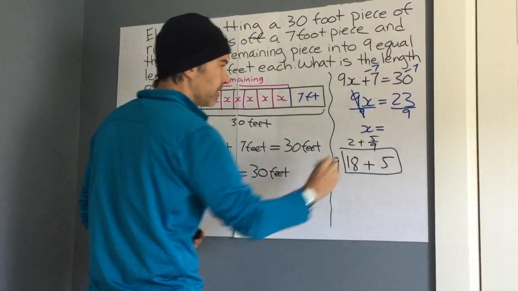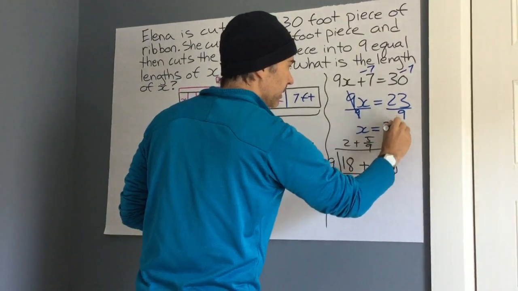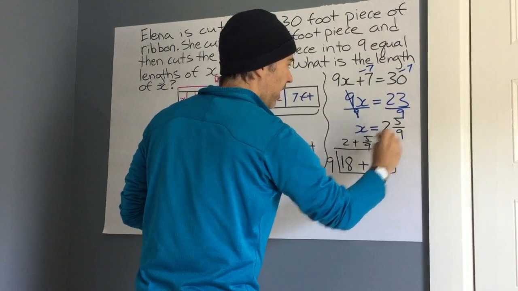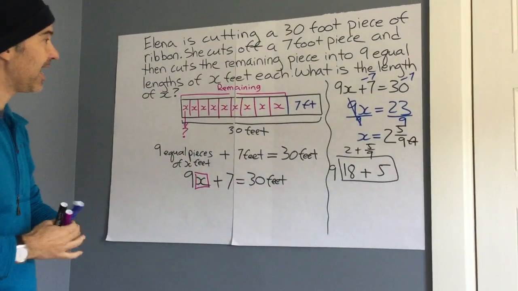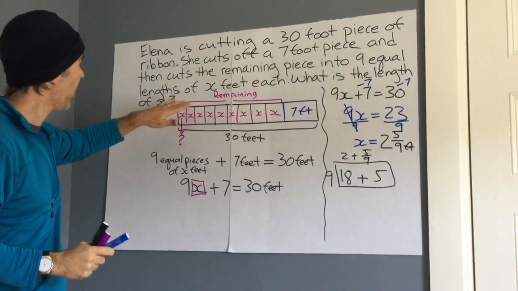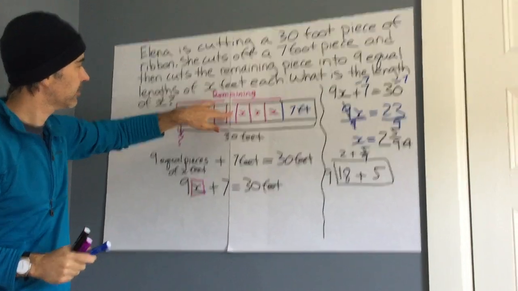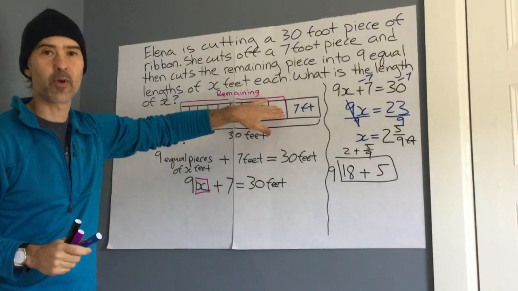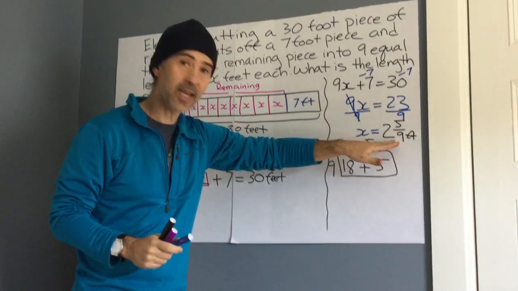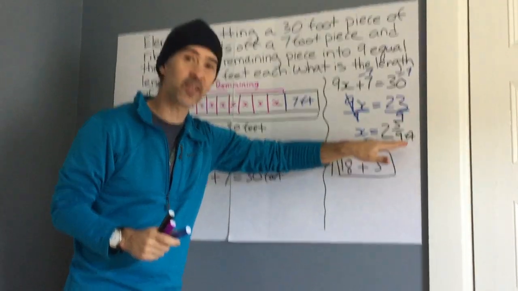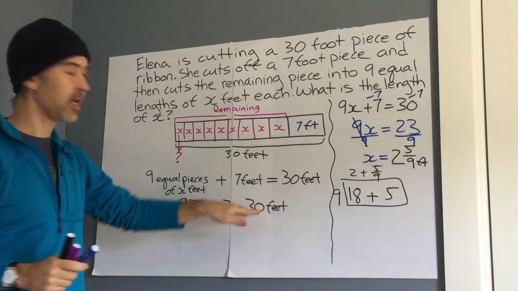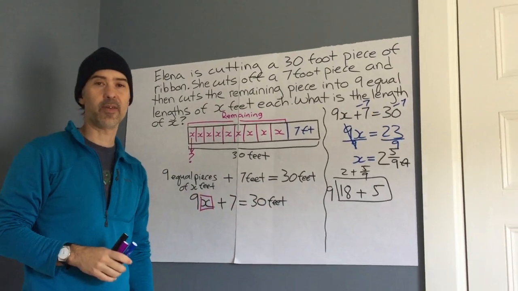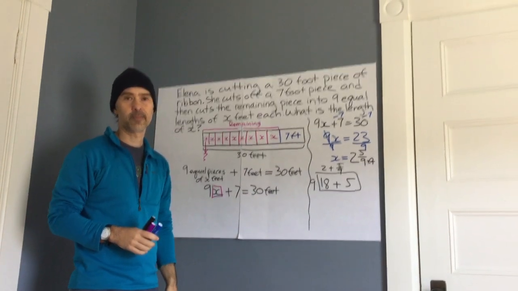So my answer is 2 and 5/9 feet is the length of each x of ribbon. So 9 groups of 2 and 5/9 feet plus 7 equals my 30 feet. Thank you.